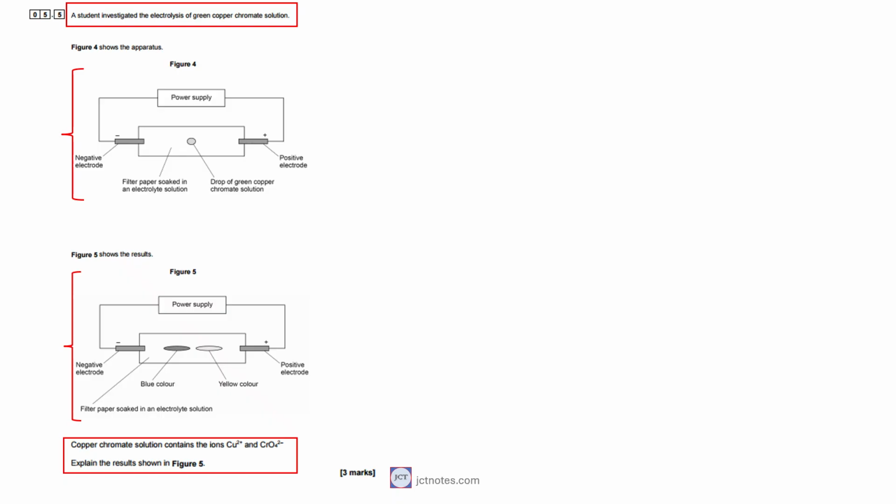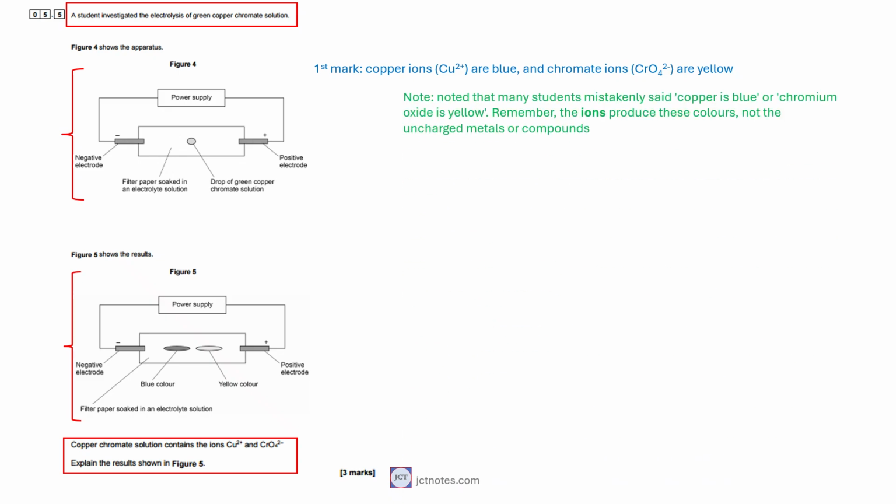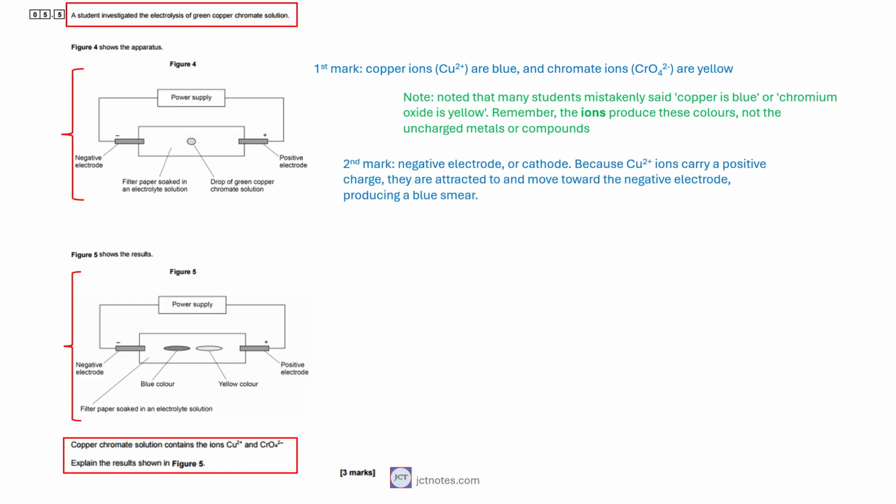First, let's look at the colors. The starting solution is green because it's a mixture of 2 differently colored ions. For your first mark, you must state that copper ions are blue and chromate ions are yellow. The examiner noted that many students mistakenly said copper is blue or chromium oxide is yellow. Remember, the uncharged metals or compounds aren't responsible for the color here, it is specifically the ions themselves that have these colors.